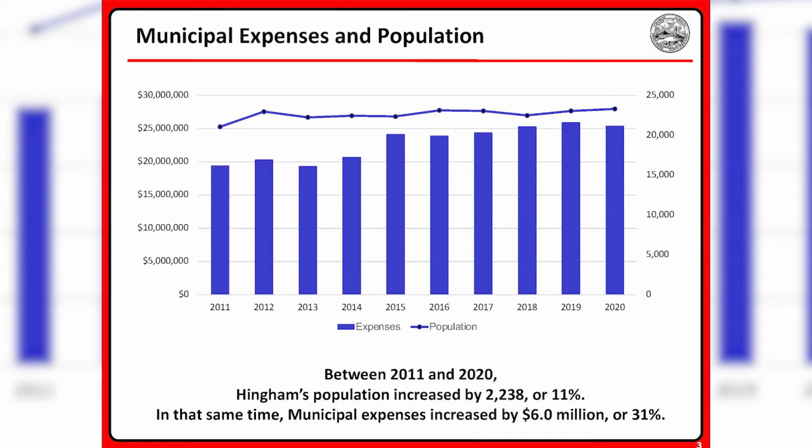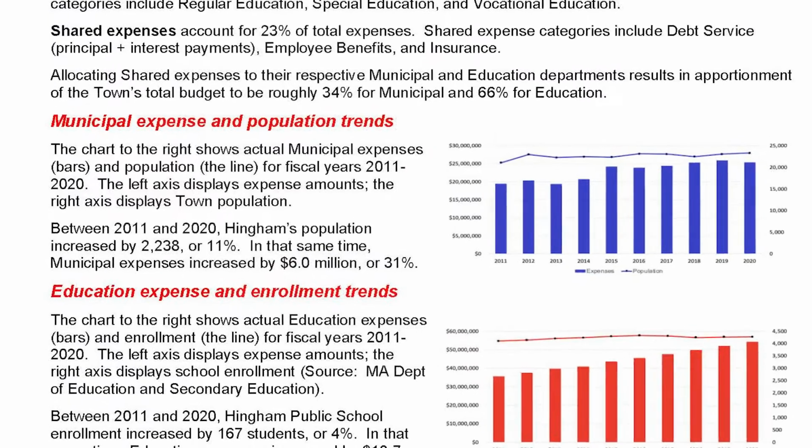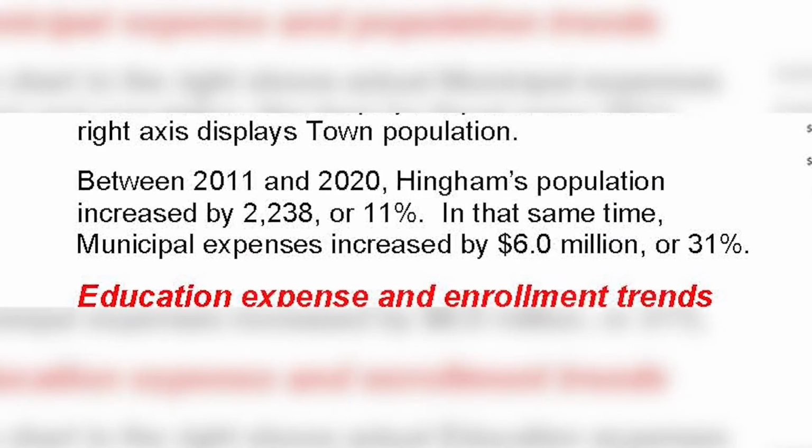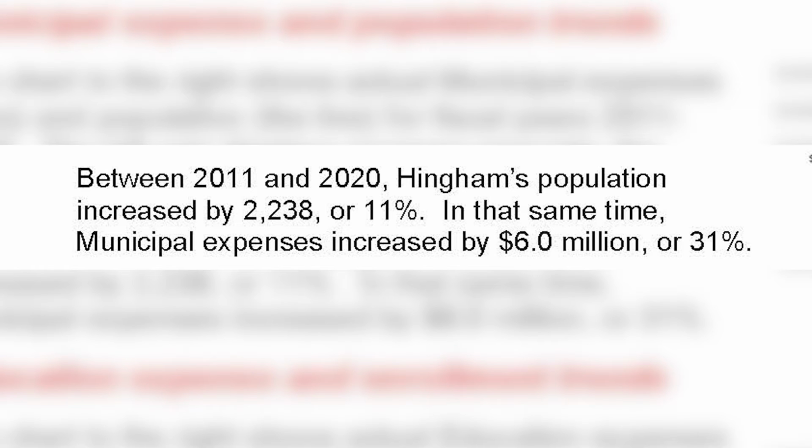The chart on your screen shows actual municipal expenses, those are the bars, and population, that's the line, for fiscal years 2011 through 2020. The left axis displays expense amounts, and the right axis displays town population. Between 2011 and 2020, Hingham's population increased by 2,238 residents, which is about an 11% increase. In that same time, municipal expenses increased by $6 million, or about 31%.